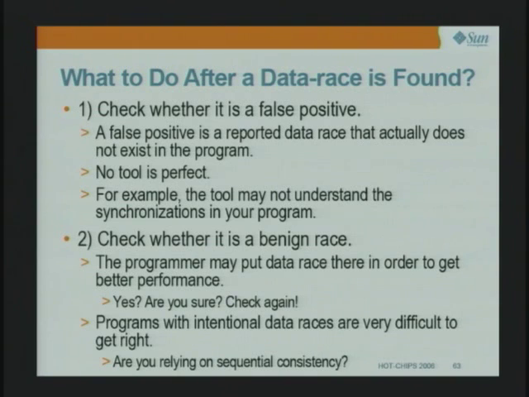Okay? If you verified it's not a false positive, you want to make sure whether it's a benign race. So what is a benign race? A benign race is a race that the programmer put in the program intentionally. The programmer thinks that if I allow some races, my program may execute faster. We'll see some cases later. But are you sure? Is it the intention of the programmer? Is there an error? You need to check and double check. And programs with intentional data races are very difficult to get right. So are you relying on the sequential memory model? Are you making any assumptions? So you need to double check.